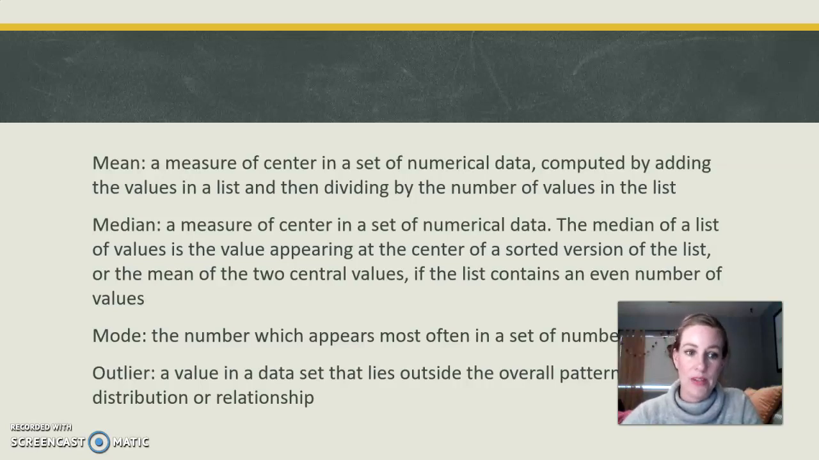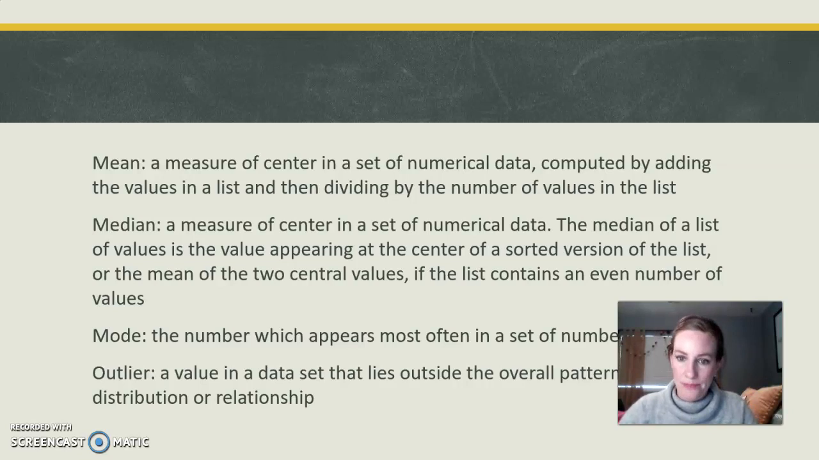Even though these look a little bit overwhelming, I'll give you a short and sweet definition for them, okay? So the mean is a measure of center in a set of numerical data. This is computed by adding the values in a list and then dividing by the number of values in that list. Basically, you're going to have a set of data, and I'll show you an example shortly, and you would add all of those values up together, and then you divide that number by the amount of values there are. So if there are 6 data points, you're going to divide that number by 6.